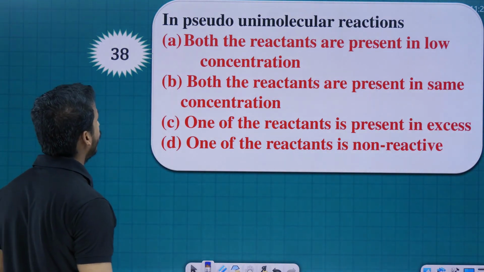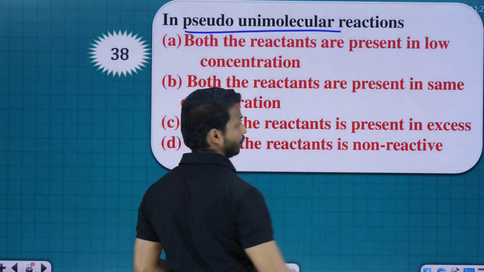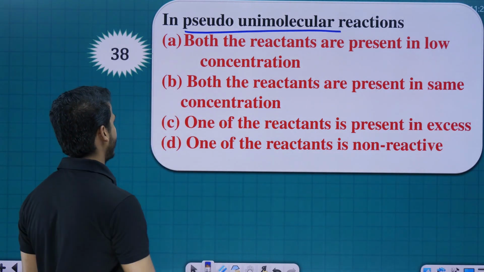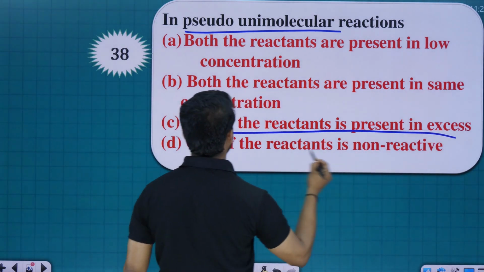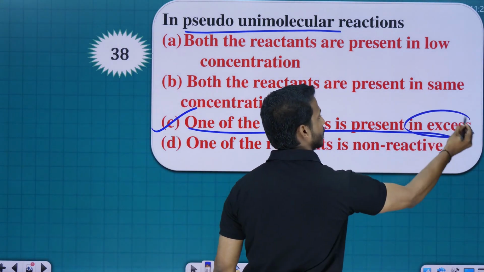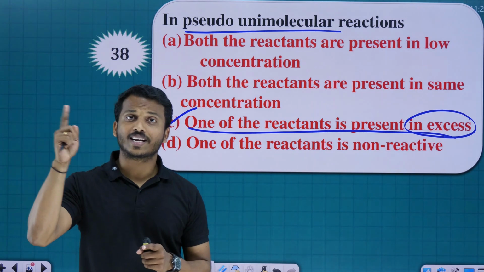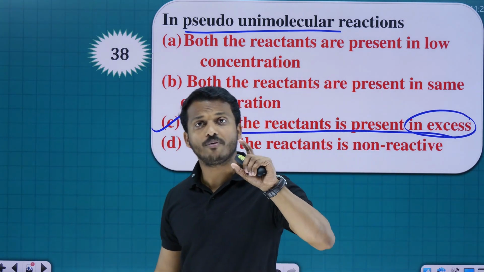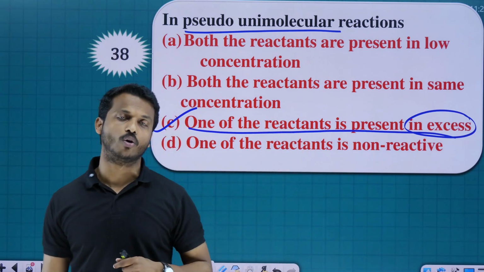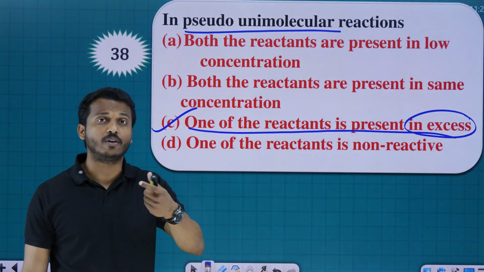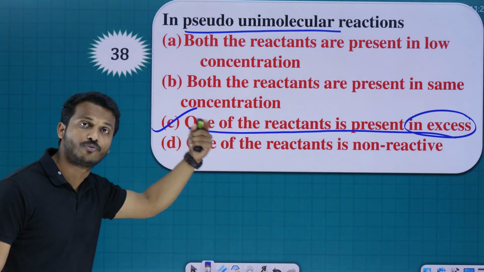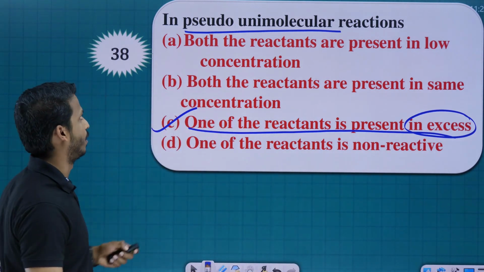Next one, in pseudo unimolecular reaction, in pseudo first order reaction, what is the factor? One of the reactants is present in excess. Do you remember in ester hydrolysis and sucrose hydrolysis, why we are cutting the water part? Because it is in excess in amount. The substance which is a reactant, if it is in excess in amount, its concentration we can neglect. Therefore, it comes from higher order to first order.